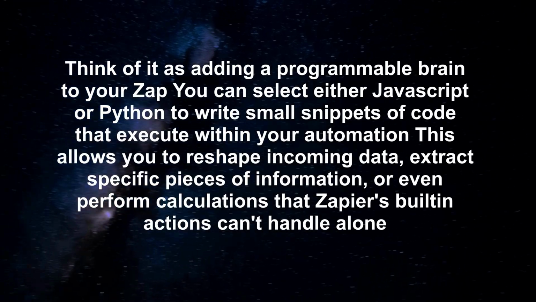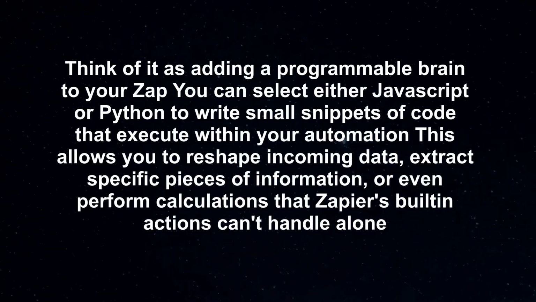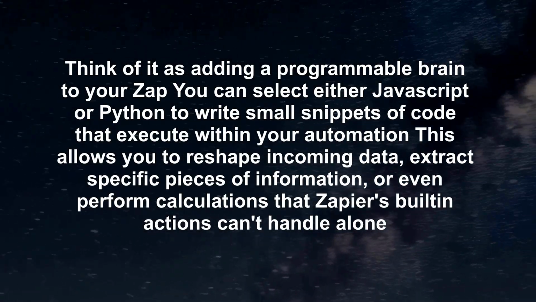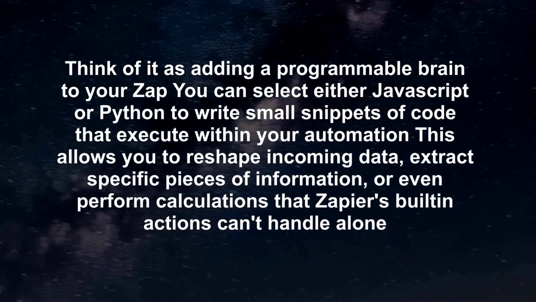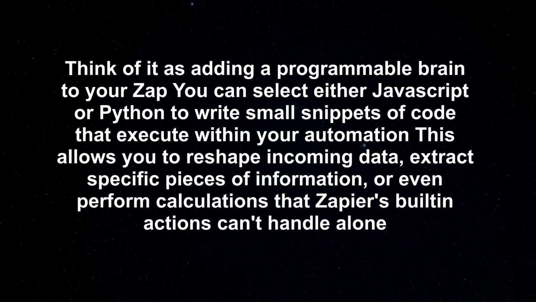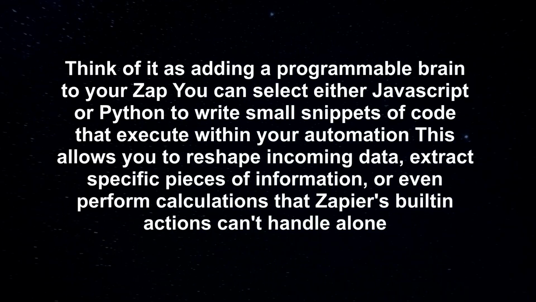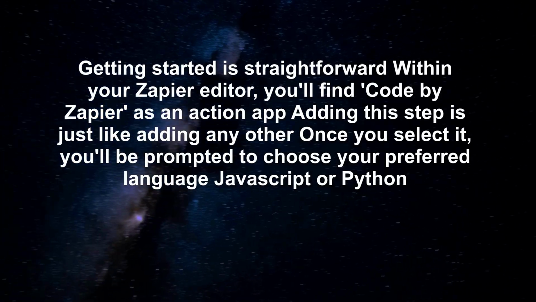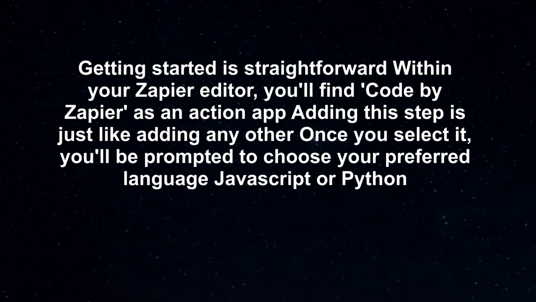You can select either JavaScript or Python to write small snippets of code that execute within your automation. This allows you to reshape incoming data, extract specific pieces of information, or even perform calculations that Zapier's built-in actions can't handle alone. Getting started is straightforward within your Zapier editor.